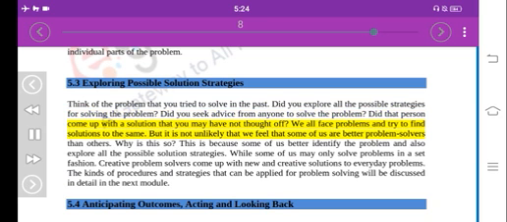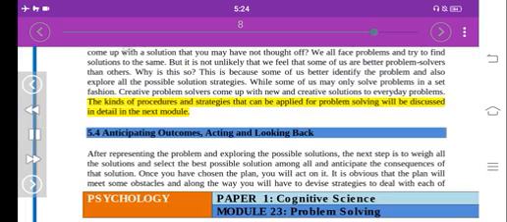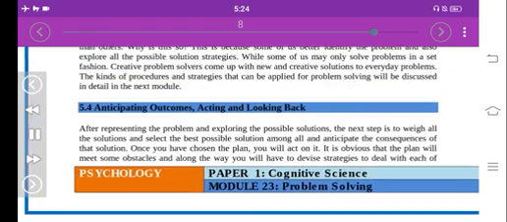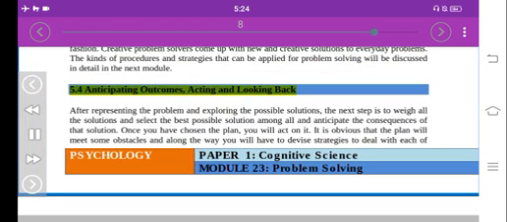We all face problems and try to find solutions to the same. But it is not unlikely that we feel that some of us are better problem solvers than others. Why is this so? This is because some of us better identify the problem and also explore all the possible solution strategies, while some of us may only solve problems in a set fashion. Creative problem solvers come up with new and creative solutions to everyday problems. The kinds of procedures and strategies that can be applied for problem solving will be discussed in detail in the next module. 5.4 Anticipating outcomes, acting and looking back.